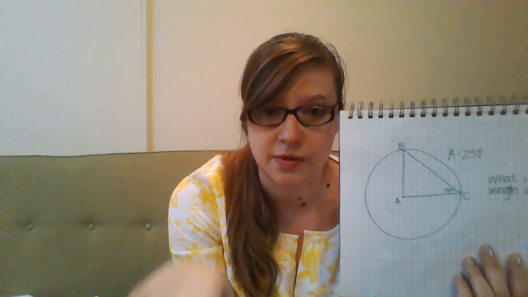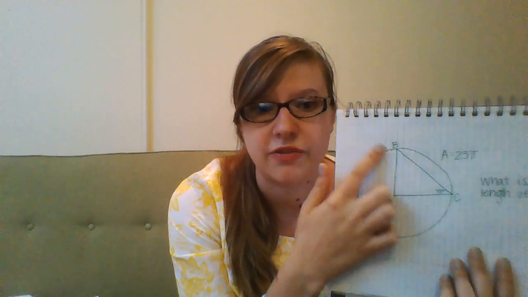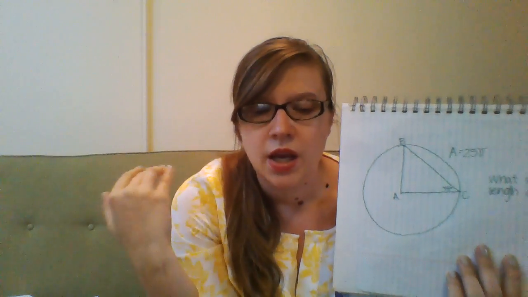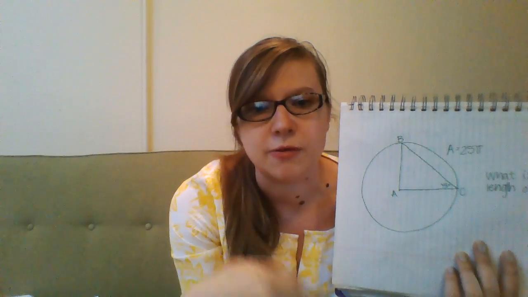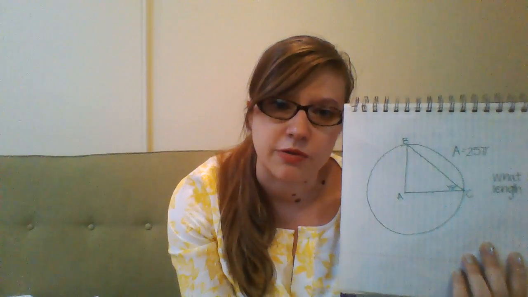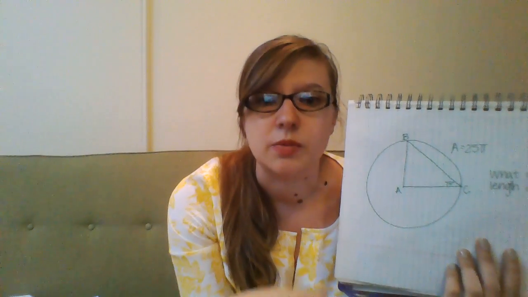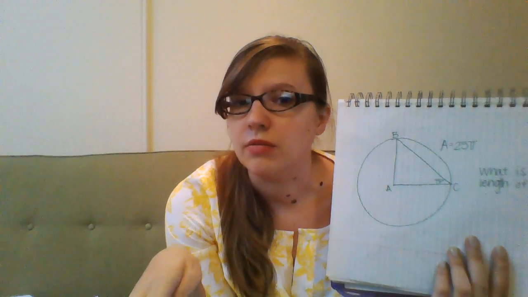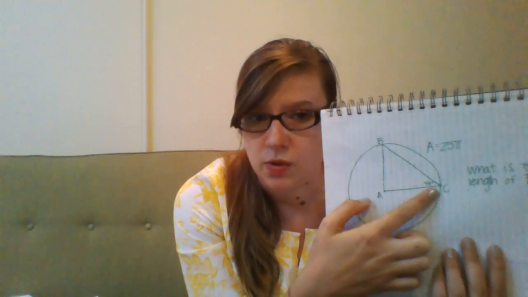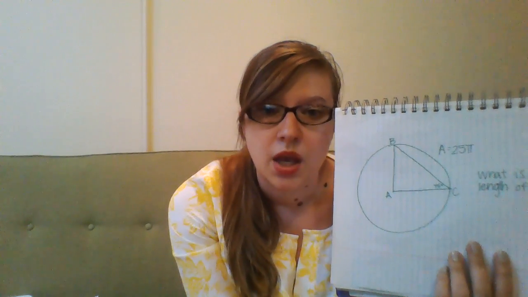Then we can use our special right triangle rules or the Pythagorean theorem to find the hypotenuse. So if we remember the special right triangle rules, the ratio of the sides of a 45, 45, 90 triangle will be 1 to 1 to the square root of 2. So in this case, it would be 5 to 5 to 5 times the square root of 2. So the hypotenuse would be 5 times the square root of 2. That would be our answer.